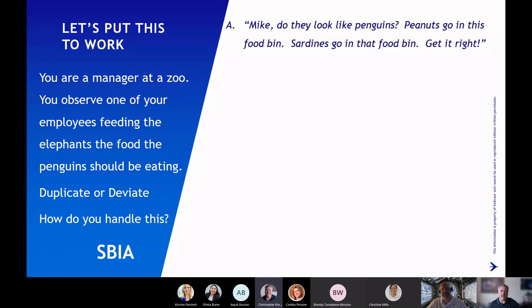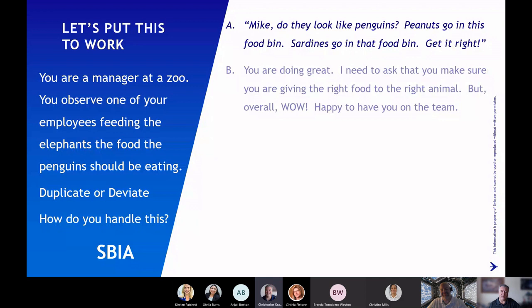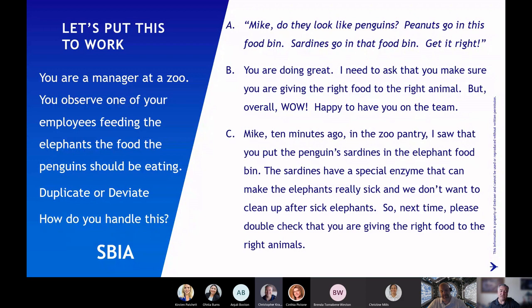Is it A? Mike, do they look like penguins? Peanuts go in this food bin, sardines go in that food bin. Get it right. Is it B? Hey, you're doing great. I need to ask that you make sure you're giving the right food to the right animal, but overall, wow, happy to have you on the team. Or is it C? Mike, 10 minutes ago in the zoo pantry, I saw that you put the penguin sardines in the elephant food bin, and the sardines have a special enzyme that can make elephants really sick, and I don't think we want to clean up after sick elephants. So next time, please double check that you're giving the right food to the right animals.